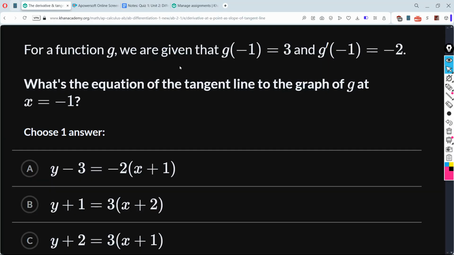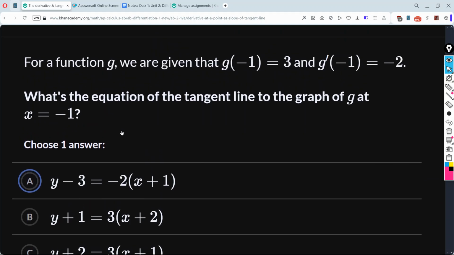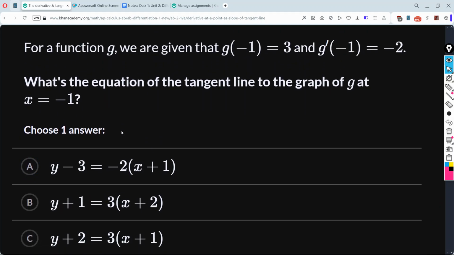All right, for a function g, we are given g of -1 equals 3, g prime of -1 equals -2. What is the equation of the tangent line to the graph of g at x equals -1? Notice all of their choices are in the form of point slope form. All right, so that's what we're using here.